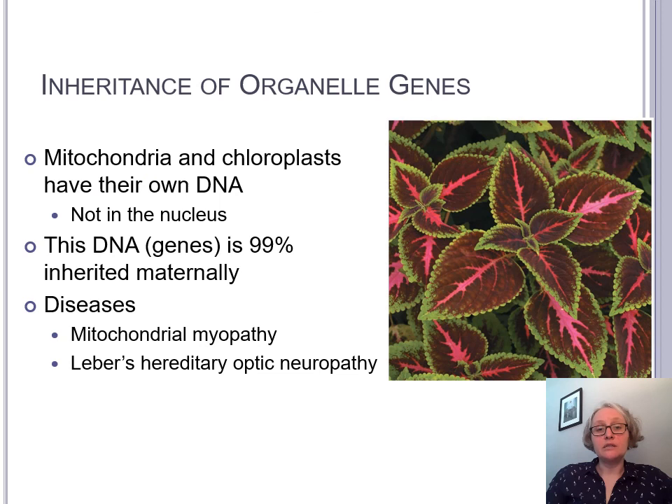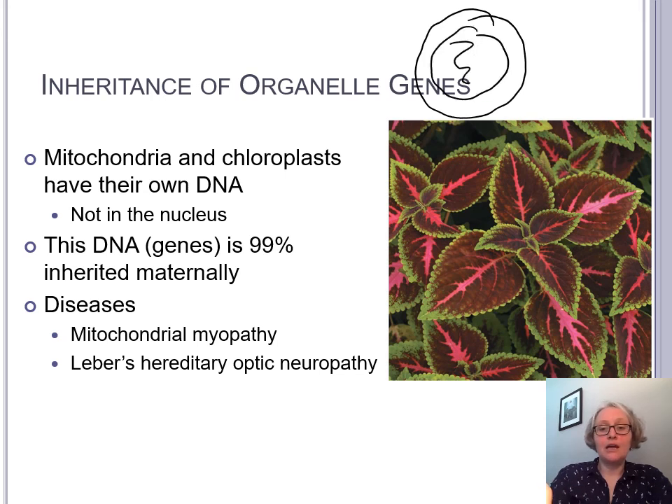Our second example that we want to talk about is the inheritance of organelle genes. Mitochondria and chloroplasts have their own DNA. It's not in the nucleus. And so what happens is this DNA usually gets inherited maternally. If we think very simplistically, here's a picture of an egg. That egg has the DNA in it, but it also has all the organelles. So it has the mitochondria and the Golgi apparatus and the ER.